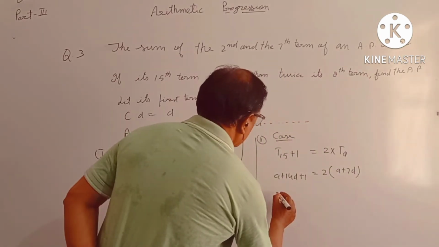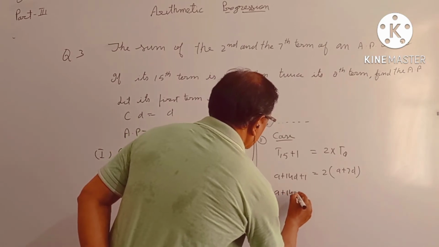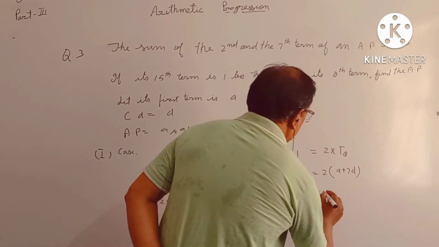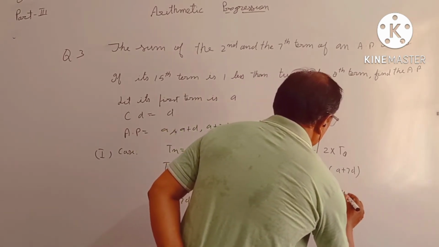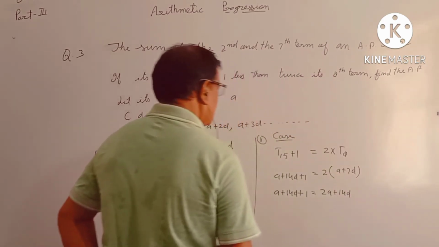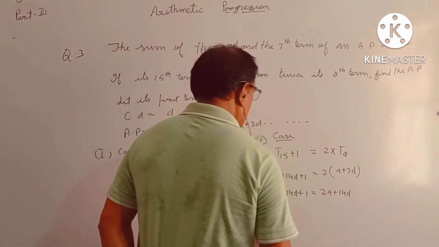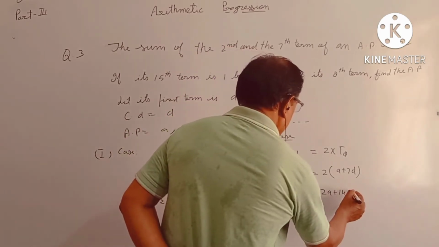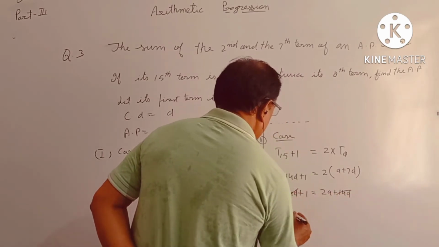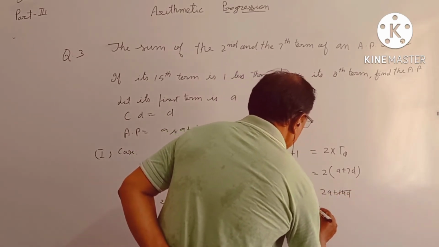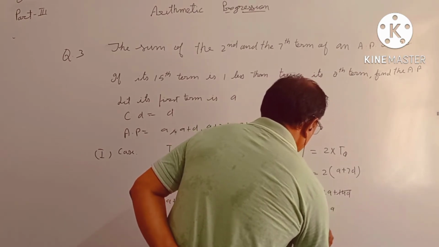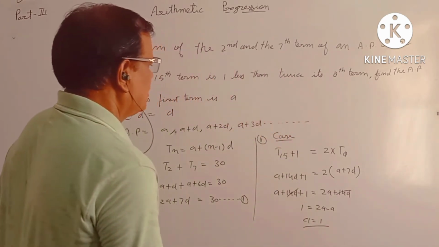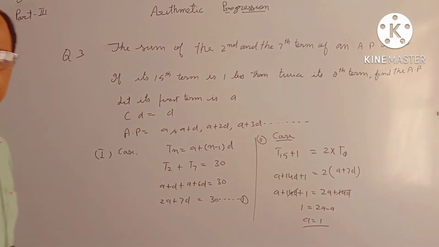Now we solve it. A plus 14D plus 1 equals 2A plus 14D. Now 14D is on both sides, so it is cancelled. Now we transpose, 14D minus 14D cancels, so 1 equals 2A minus A, or A equals 1. Now we are going to find D in the next step.